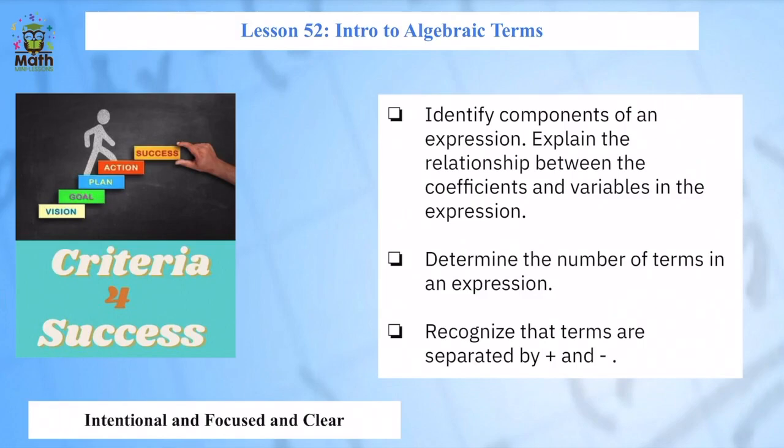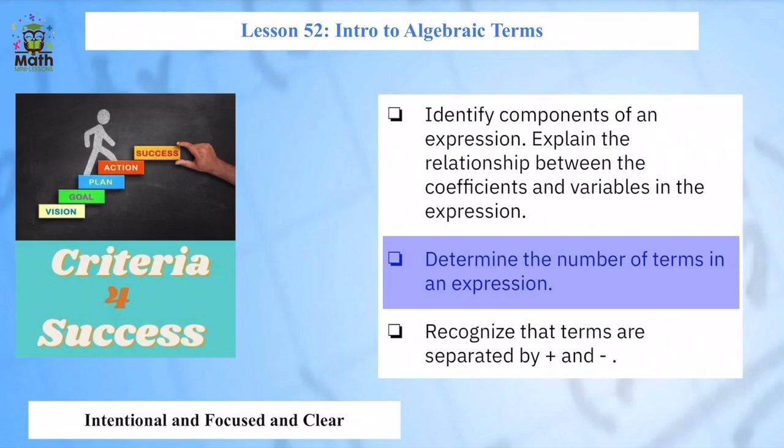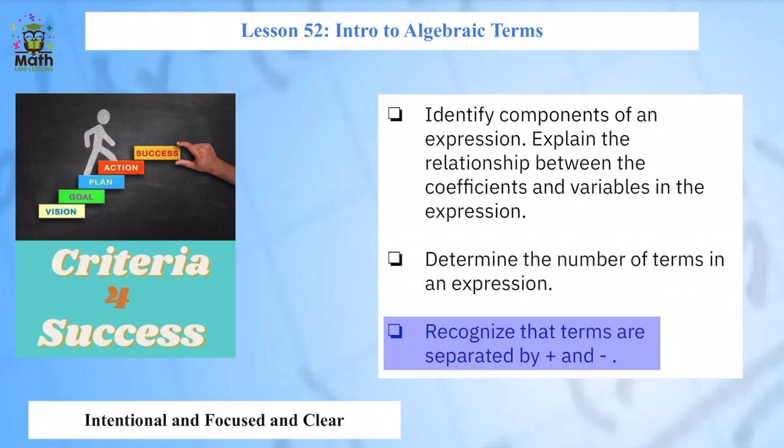Welcome to lesson 52, and in this lesson we're going to talk about the algebraic terms. You're going to see me do three things, and you're going to practice these same skills as part of your criteria for success. 1. Identifying the key components of the expression. That means being able to explain the relationship in words between coefficients and variables. 2. Being able to determine the number of terms in the expression. Can we actually explain it and justify our reasoning? And 3, the fact that we can recognize that terms are separated by plus and minus symbols.